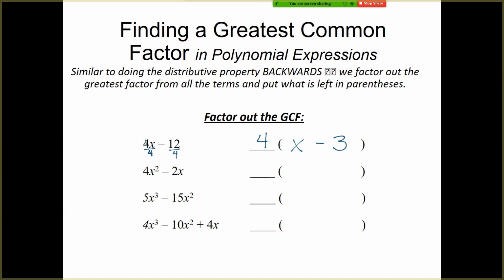For the second one, we have 4x squared minus 2x. What is our greatest common factor? 2x. Perfect. So I can divide both terms by 2, and they both have x's in them, so I've got to get rid of at least one of them. So I'm going to divide 4x squared by 2x. Well, 4x squared divided by 2x, 4 divided by 2 is 2. X squared divided by x is x.